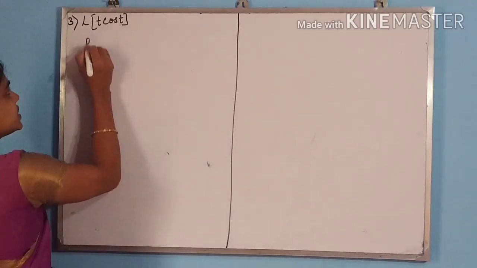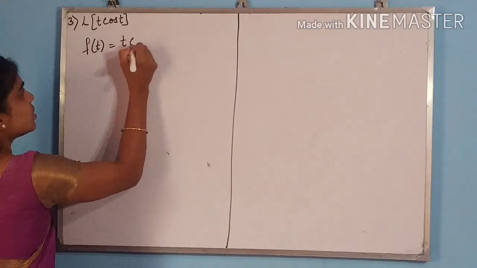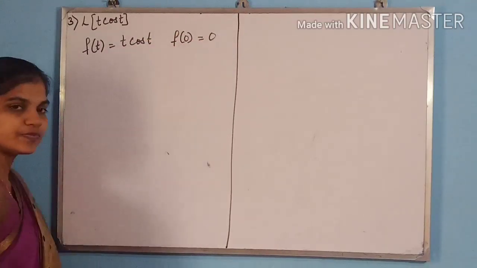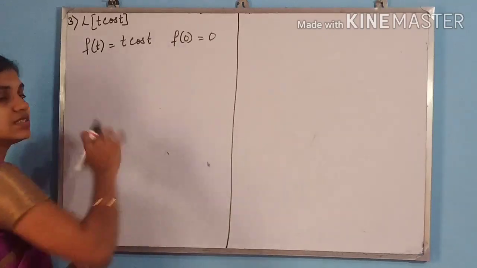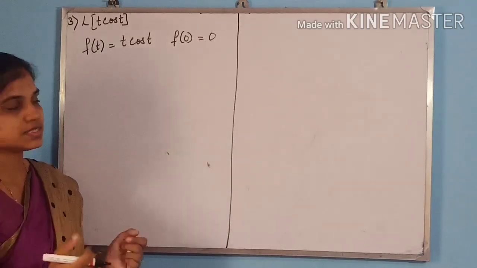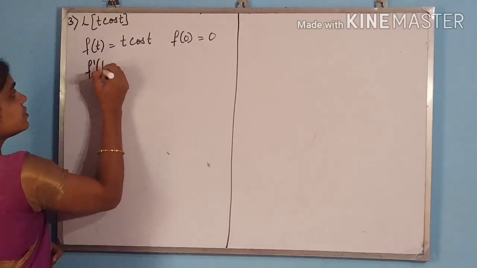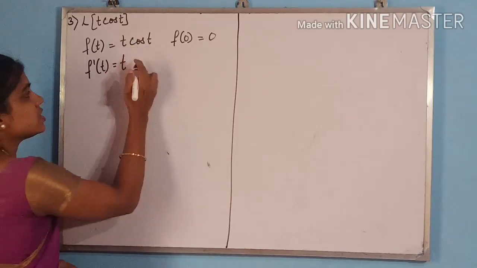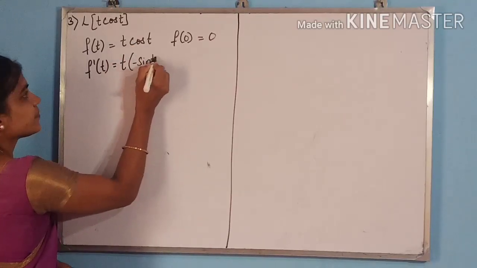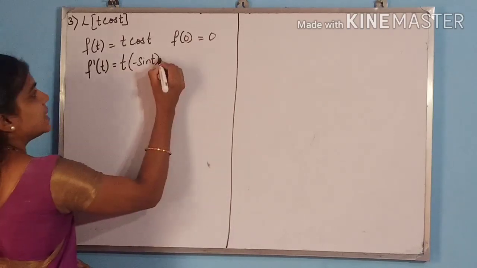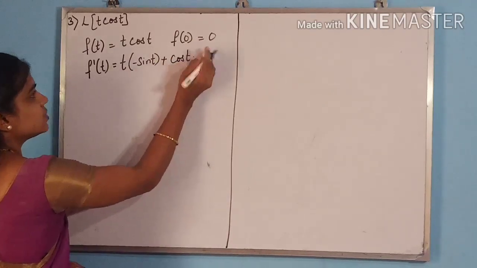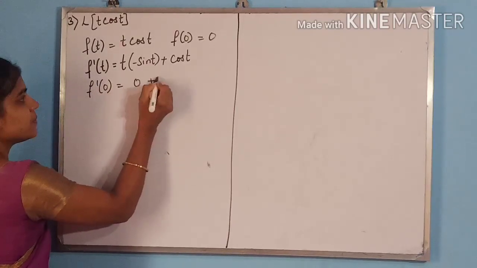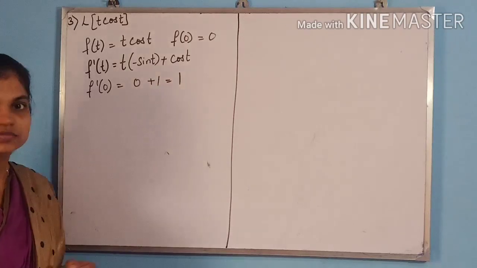So what is f of t? F of t is t cos t and f of 0 is 0. Although cos 0 is 1, but t is 0. So 0 into anything is 0. Right? F prime of t will be, t is constant, differentiation of cos t is minus sin t, right, plus cos t into 1. Okay, so what is f prime of 0? This is going to be 0 plus 1, that is 1, right?